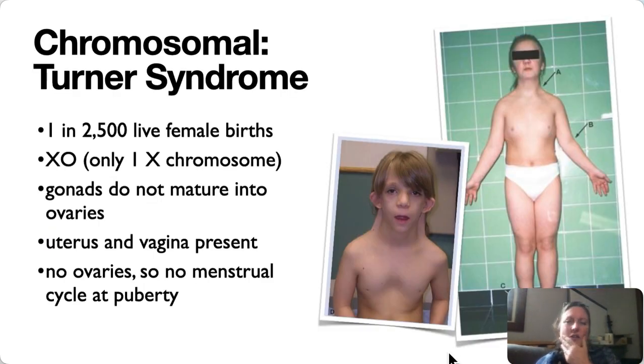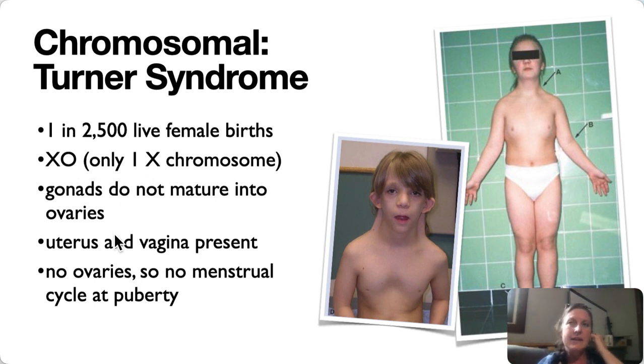Okay, so here's our first example. This is a chromosomal condition called Turner syndrome. It occurs in about 1 in 2,500 live female births, and these individuals only have an X chromosome. This O here means nothing, so there is no other chromosome. So they have only one X.